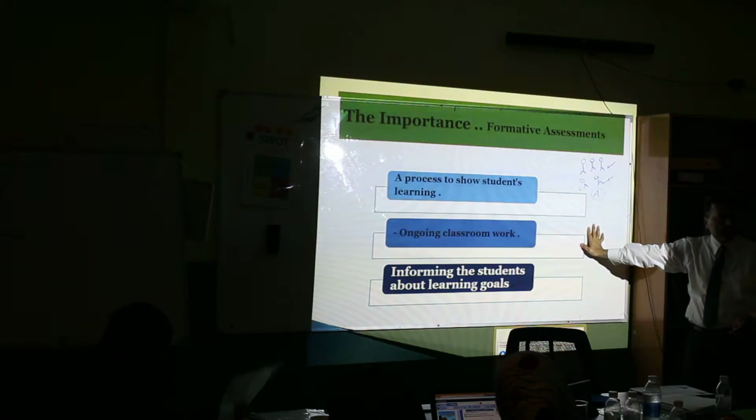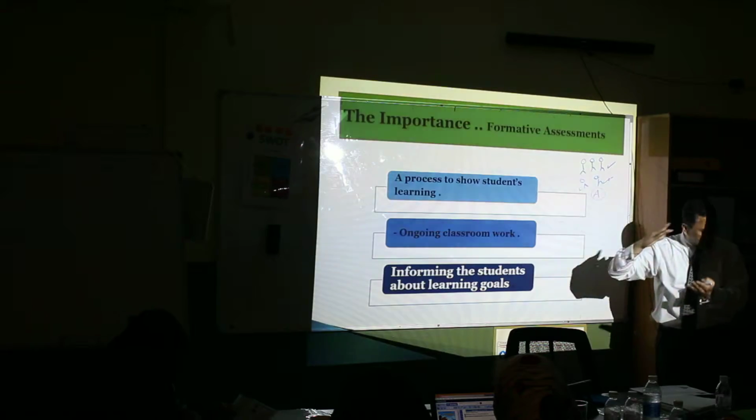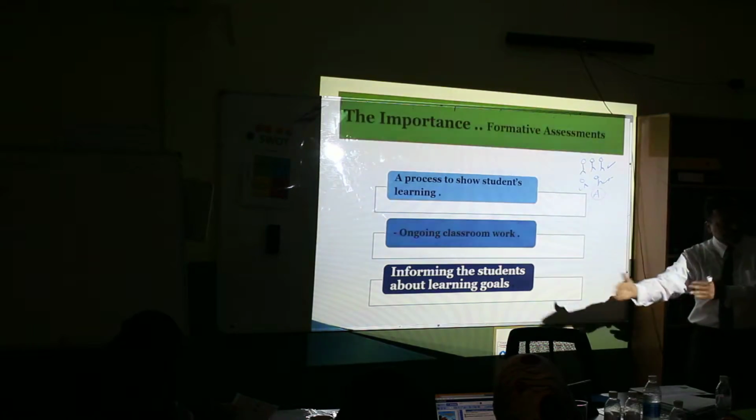Dividing the groups will be according to the students' levels. Of course, the level varies from each subject to the other.